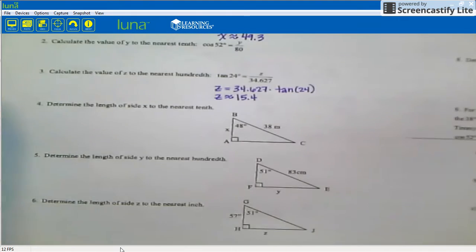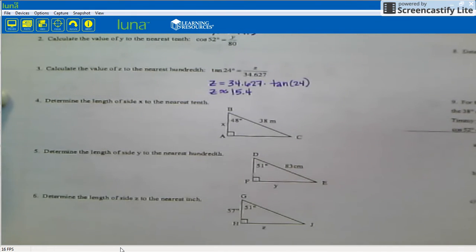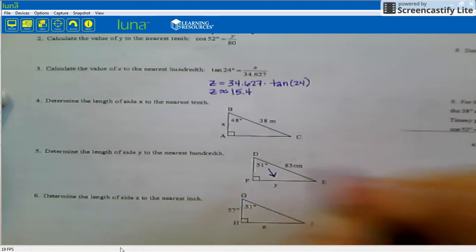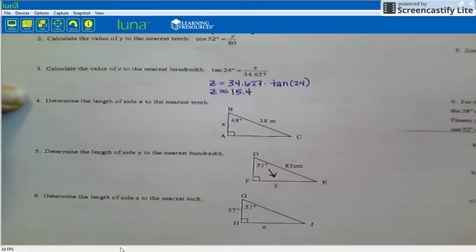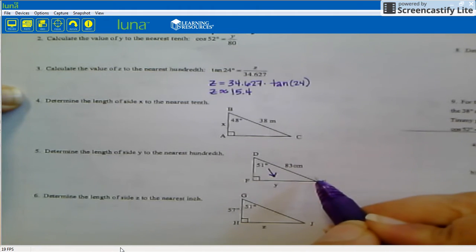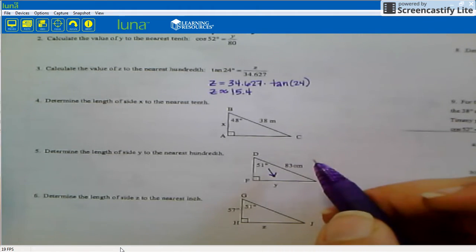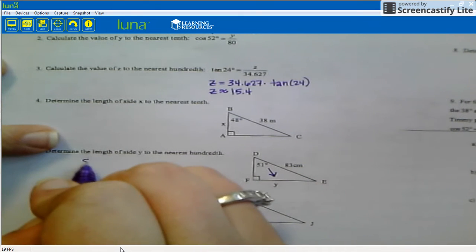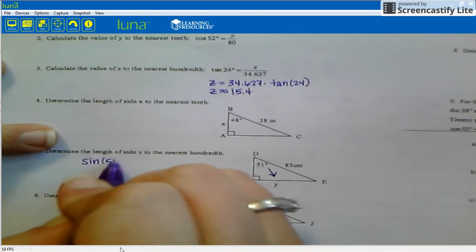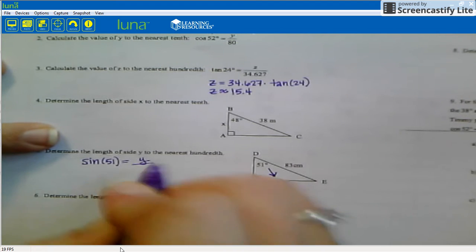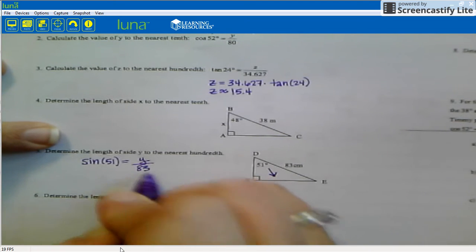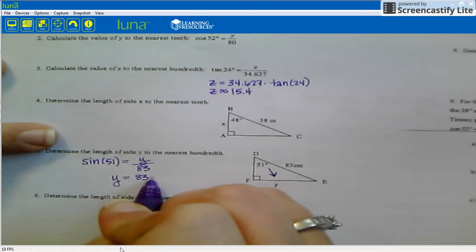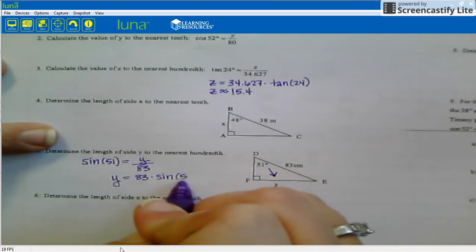And number five, we're determining the length of side y to the nearest hundredth. So my side y is going to be the opposite side to my angle, and 83 is my hypotenuse. So opposite and hypotenuse, we're going to use sine. So we have the sine of 51 is equal to y over 83. And to solve for y, we have y is equal to 83 times the sine of 51.